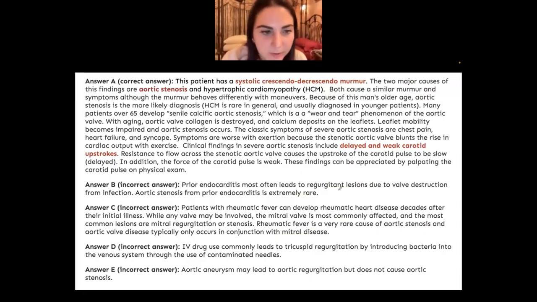Everything we talked about. So endocarditis most often leads to regurgitant lesions. Rheumatic fever can develop rheumatic heart disease decades after. While any valve can be involved, usually mitral is infected, and the most common lesions are mitral regurg or mitral stenosis. Rheumatic fever is a very rare cause of aortic stenosis, and aortic valve disease typically only occurs in conjunction with mitral disease.